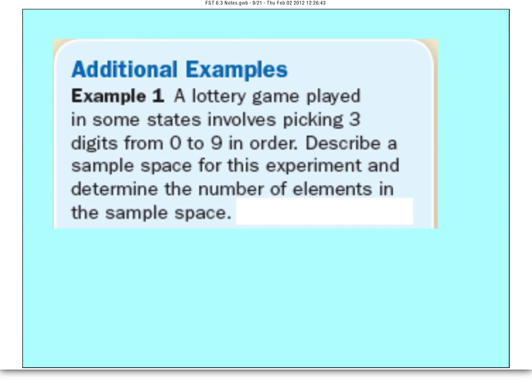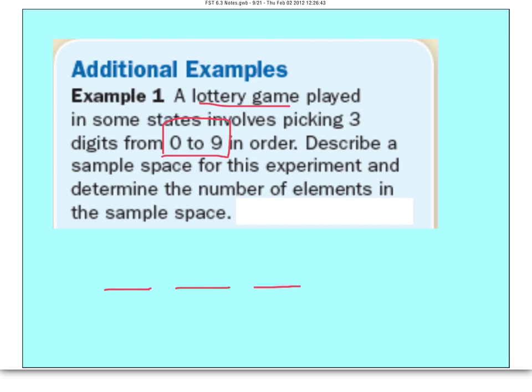Now let's look at this one. A lottery game played in some states involves picking 3 digits from 0 to 9 in order. So we're going to pick 3 digits, digit 1, 2, and 3, and we're choosing from 0 to 9. Describe the sample space for this experiment and determine the number of elements in the sample space. So you need to think about, it's a lottery game. They've said nothing about if we can have repeats or not, and so we would want them to clarify it more unless it's something we had to figure out.